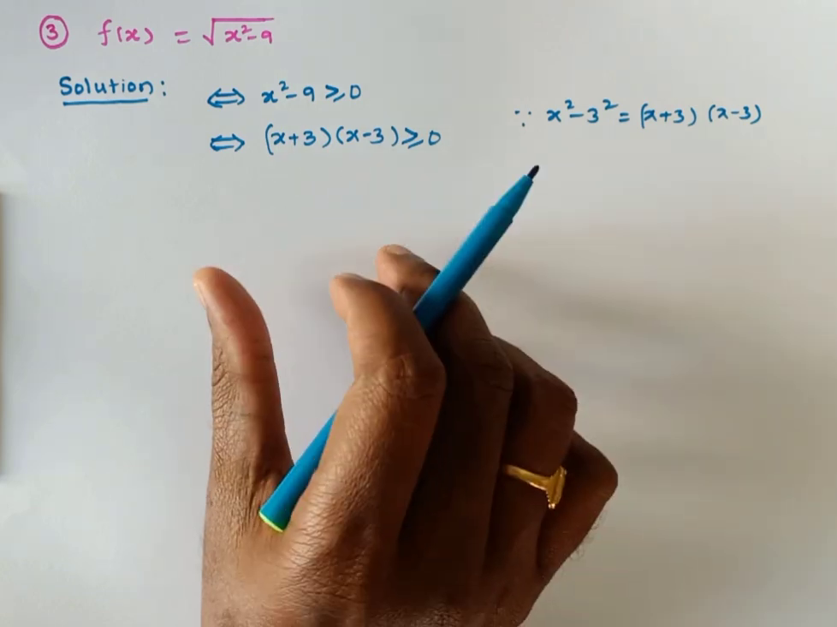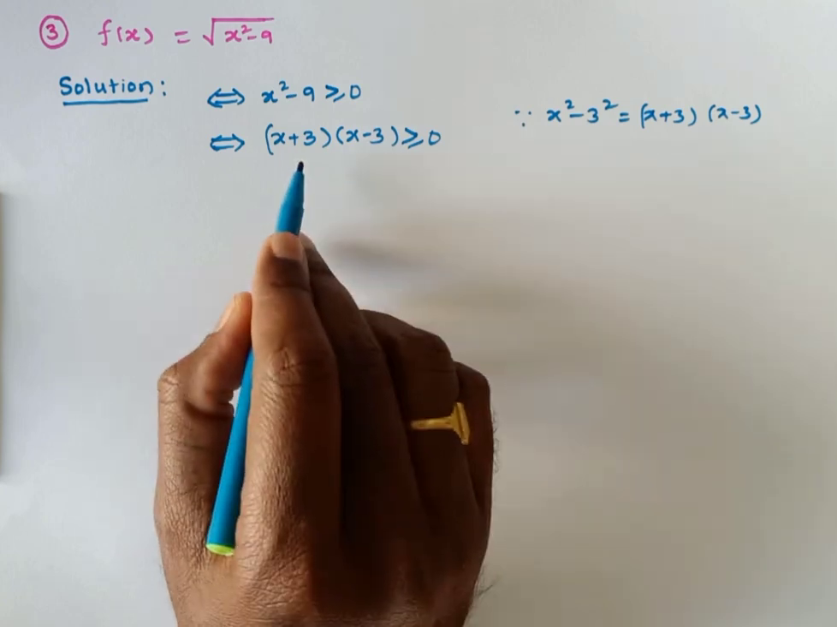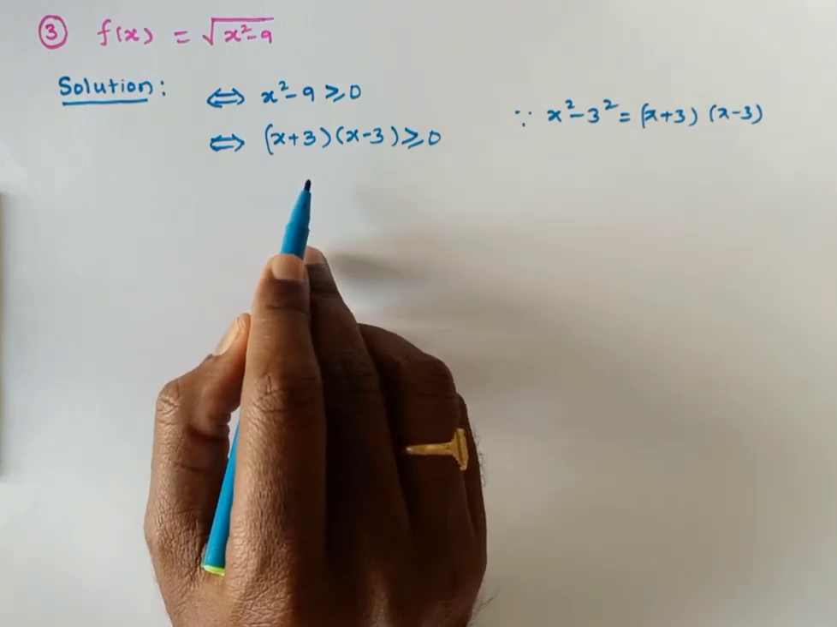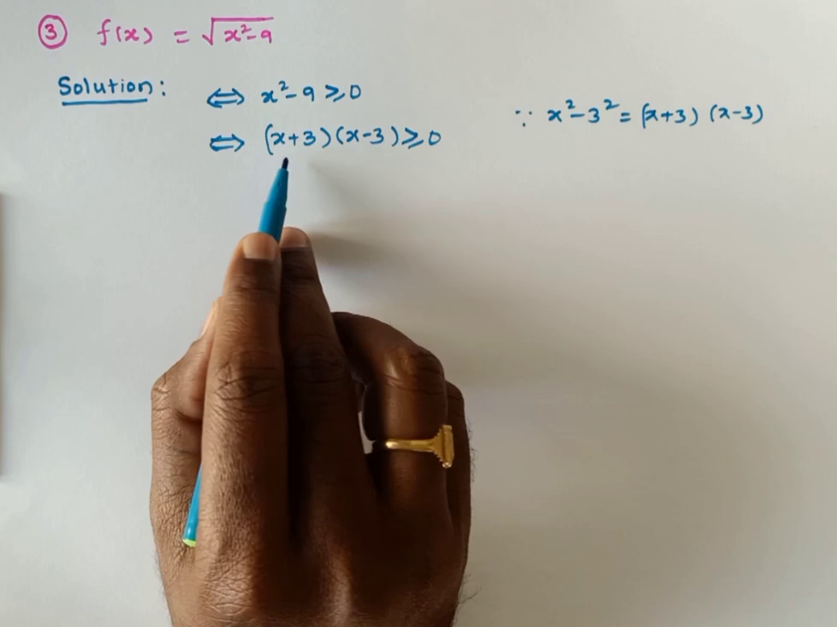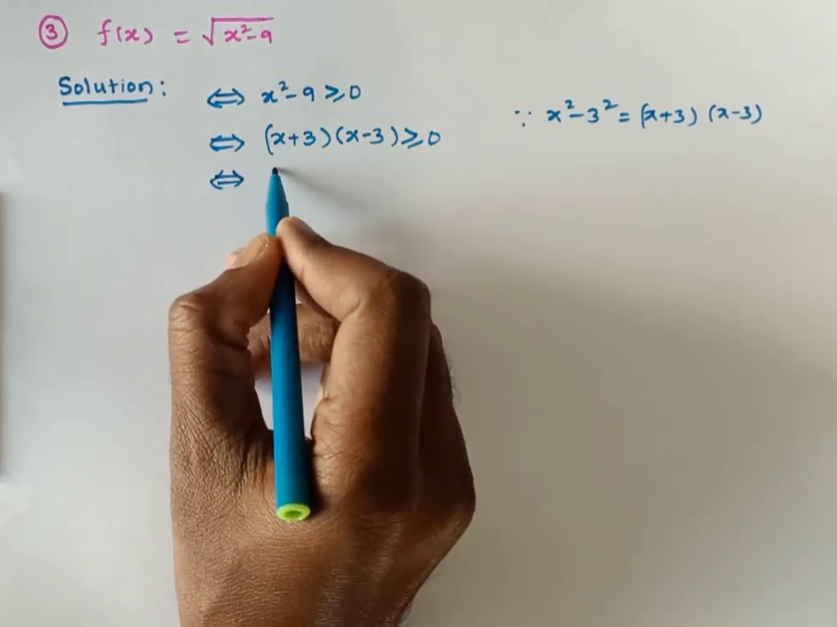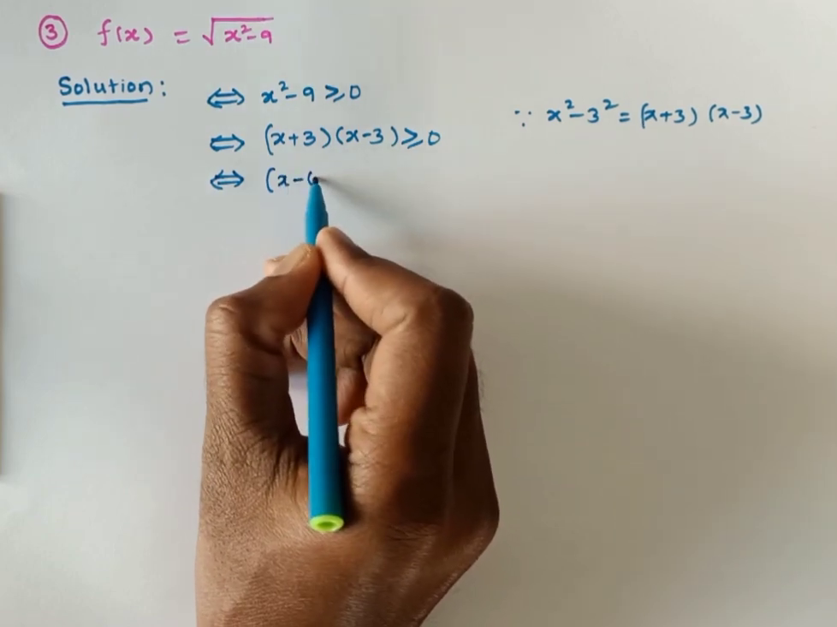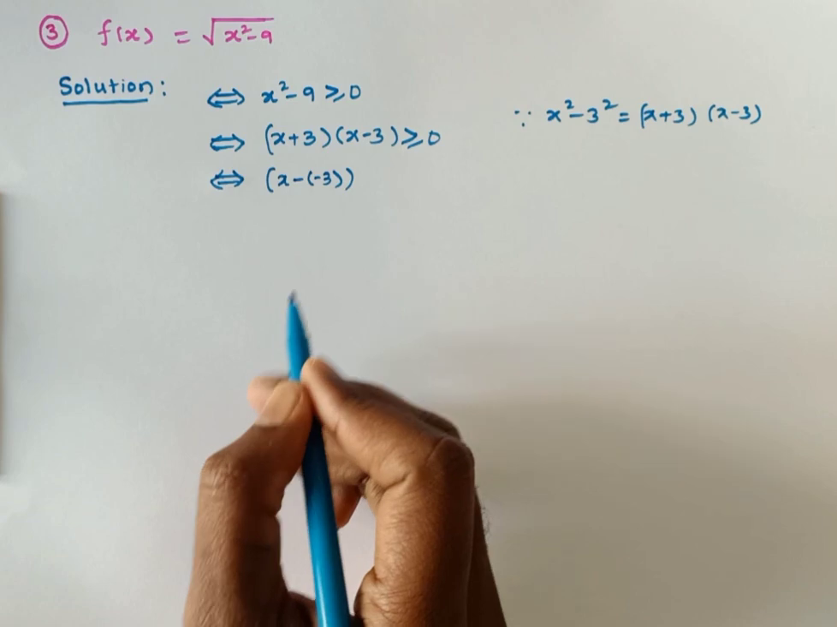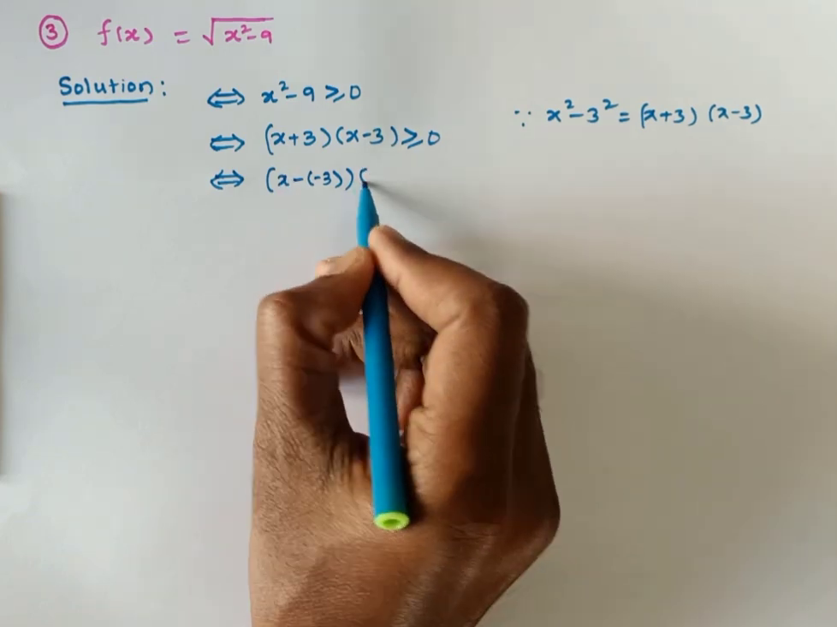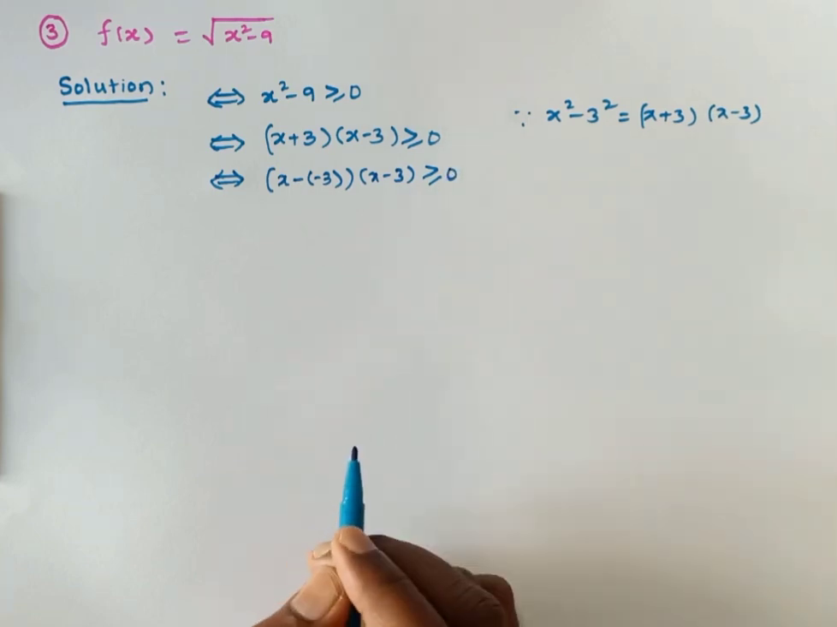First, try to convert this expression into the x minus alpha into x minus beta form. Is it in the form of x minus alpha and x minus beta? No, since there is a plus. So here you can convert it into that form. Here x plus 3 is there, so this 3 can be written as minus of minus 3. Minus of minus means plus. Now into x minus 3 is greater than or equal to 0.